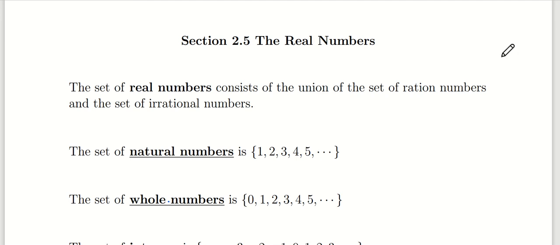The next section we'll look at is section 2.5 on the real numbers. The set of real numbers consists of the union of the rational numbers and the irrational numbers. So notice a brief typo here. This should read rational numbers.